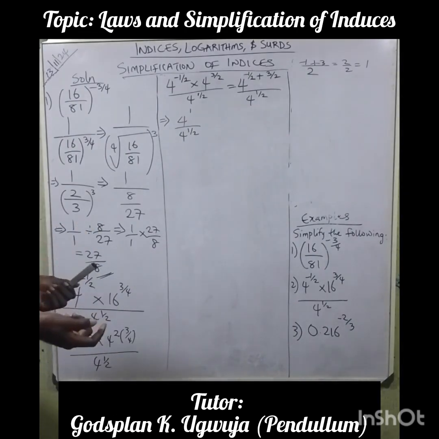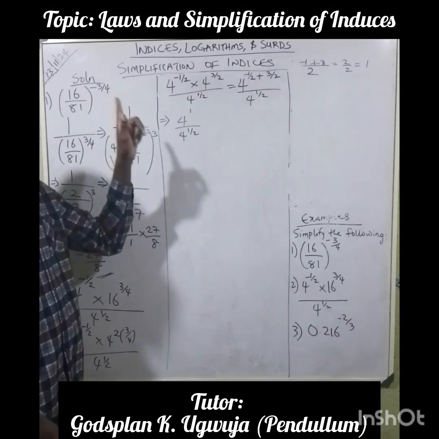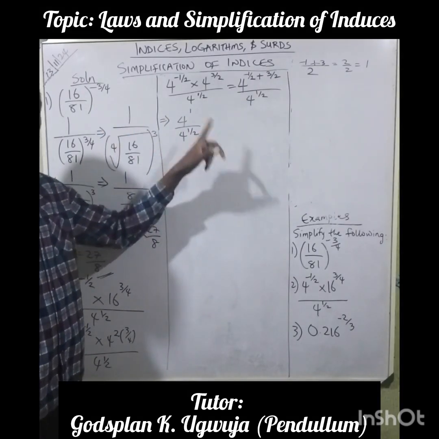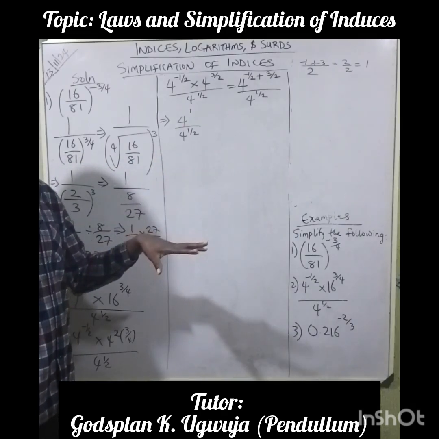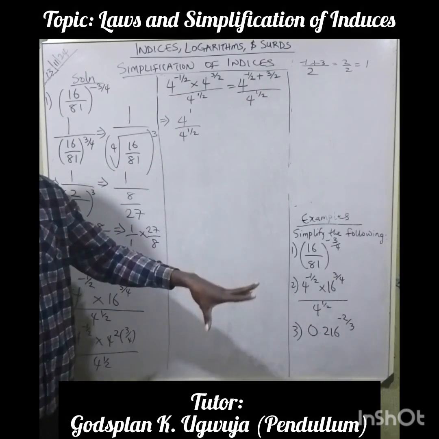There are so many ways to resolve this, but I want to apply the laws of indices. If not, 4 raised to the power 1 is 4. 4 raised to the power half means square root of 4, which is 2. Then we are going to have 4 over 2, which will give you 2.